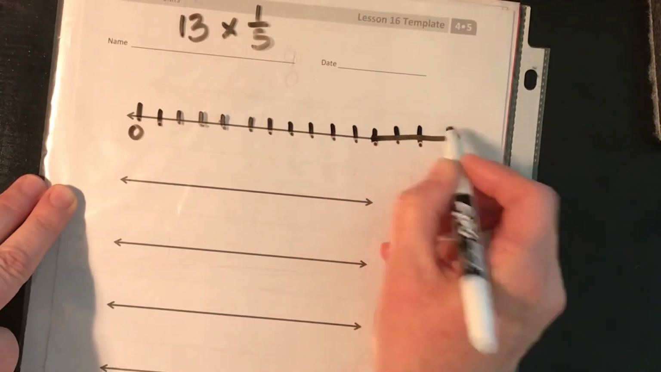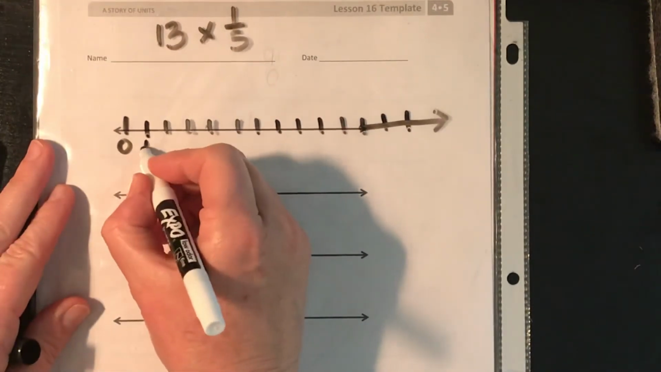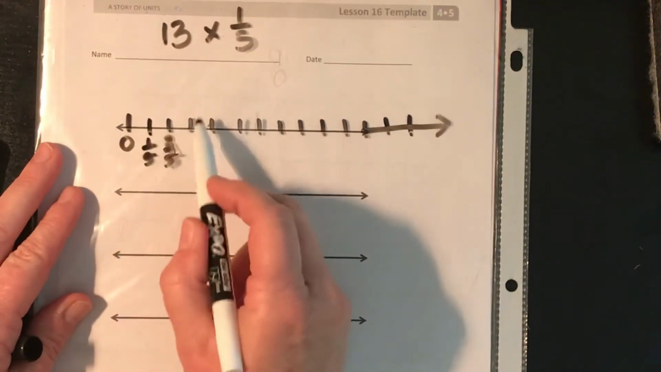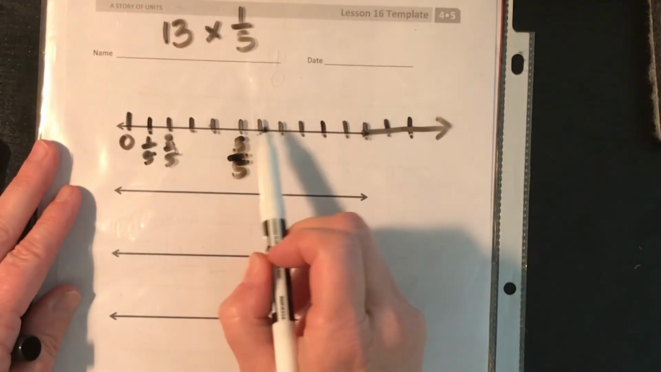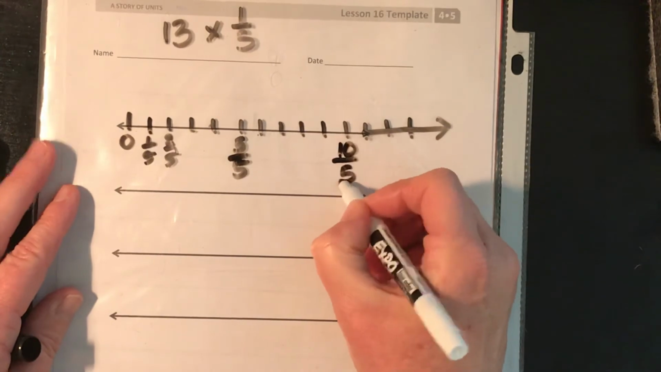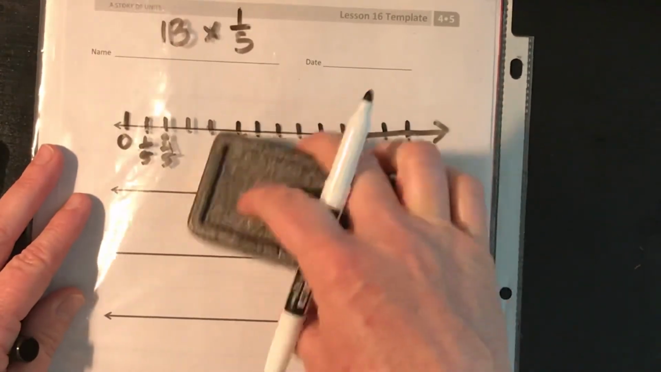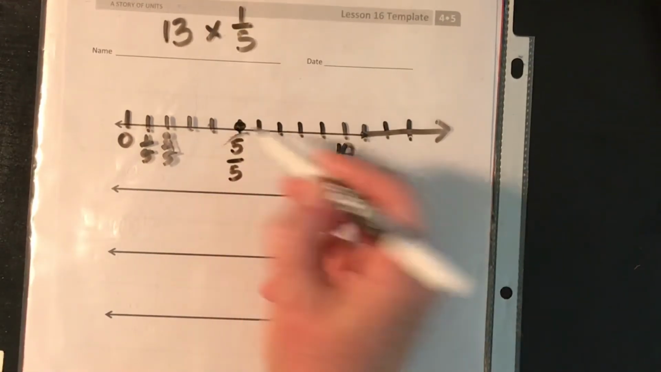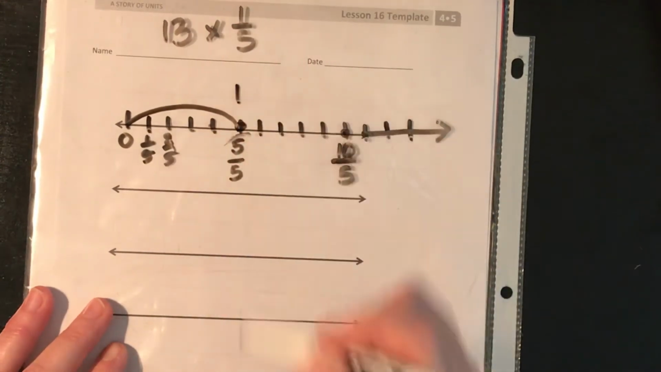Oh my goodness. It's even longer than what I had. So I have 13, and now I'm going to prove that they're fifths. There's 1/5, 2/5. You get the idea, right? 1, 2, 3, 4. Right here is where my 5/5 would be. And then I'd have 6, 7, 8, 9. Here is where my 10/5 would be. So 5/5. I'm going to make it so you can see that just a little bit better. So 5/5, 10/5. So from here to here is 1 whole.